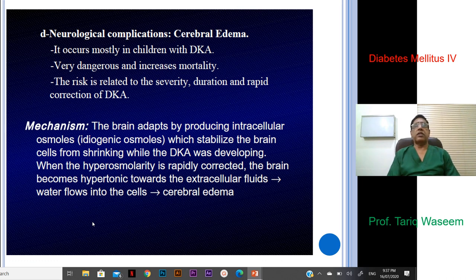Sometimes there are neurological complications like cerebral edema as a result of osmotic shift across the blood-brain barrier when you reduce blood glucose level, so this would result in a state of hyperviscosity, and this would drag fluid into the extracellular space or within the cerebrum and would lead to cerebral edema, and these patients may end up with neurological manifestations. This is one thing to be very closely monitored. As I already tried to explain, the brain adapts by producing intracellular osmoles, which are called idiogenic osmoles. They stabilize the brain cells from shrinking while the patient is dehydrated. When hyperosmolarity is rapidly corrected, the brain becomes hypertonic and it starts absorbing fluid from the extracellular space, and this results in cerebral edema development.